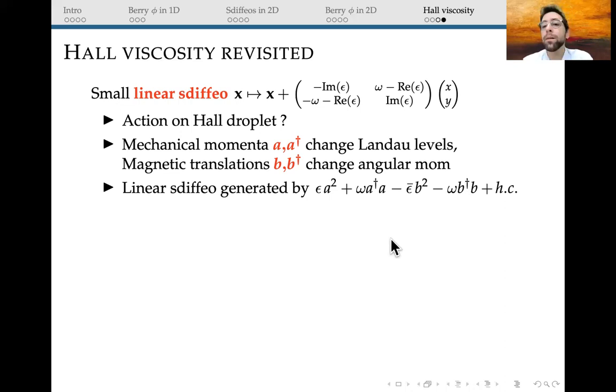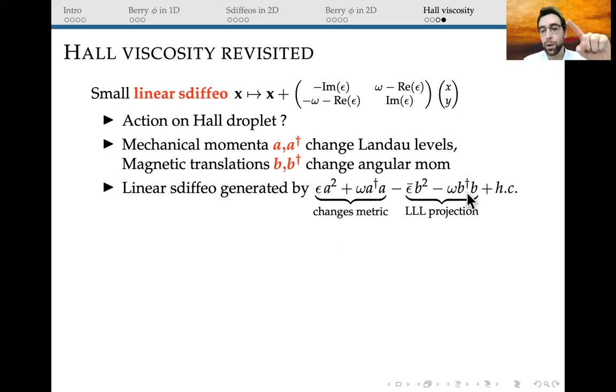There's first this term that only depends on B's, which is sort of the lowest Landau level projection of the operator. And then there's this term here, which is the only one responsible for changing the metric. Indeed, recall that the Landau Hamiltonian commutes with these operators here.